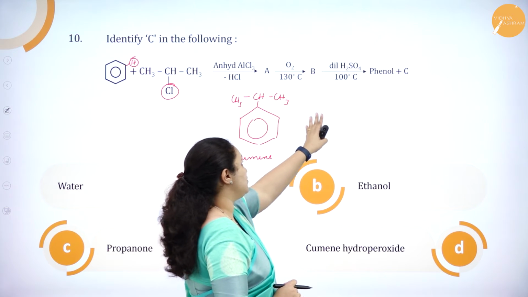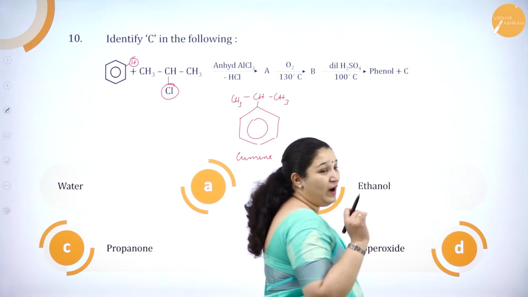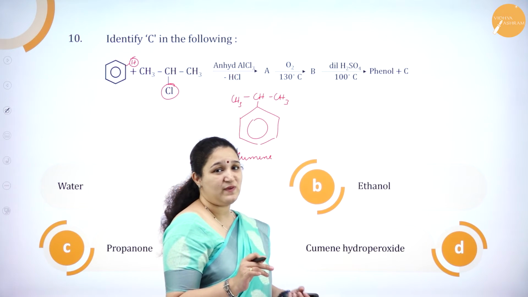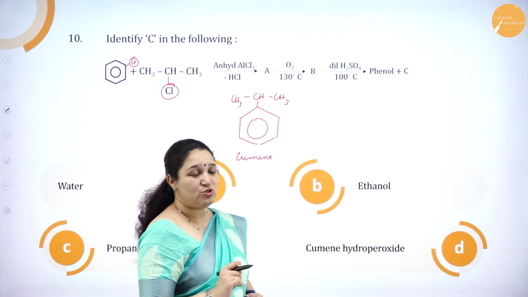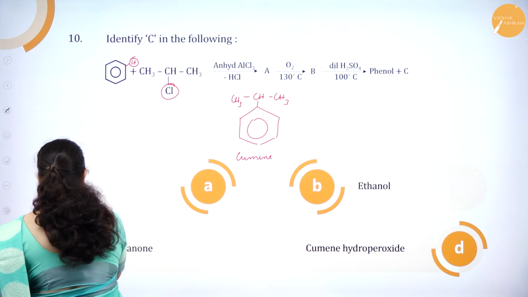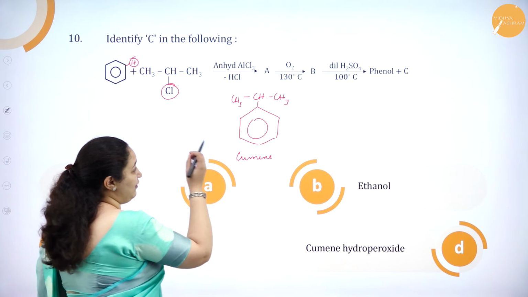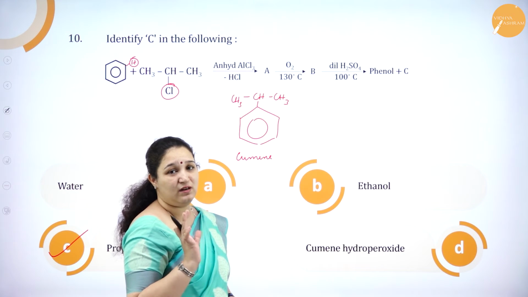Cumene with oxygen gives cumene hydroperoxide. Then on acidification gives phenol plus one more product of commercial importance, that is acetone, which is formed. And the answer should be acetone, or the IUPAC name propanone. So option C is right. You don't even have to write the equation here if you know the syllabus very clearly.